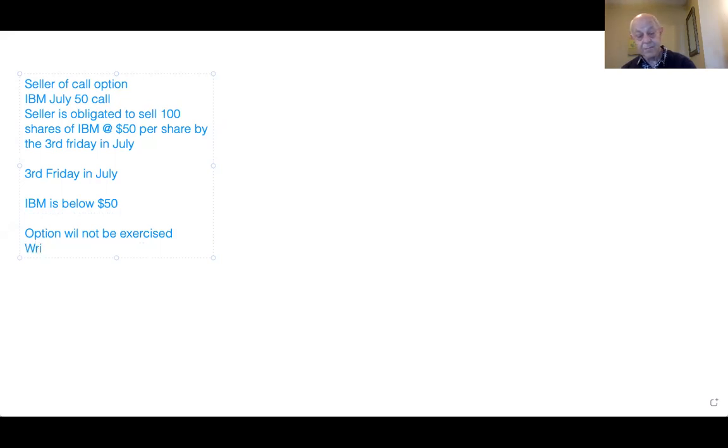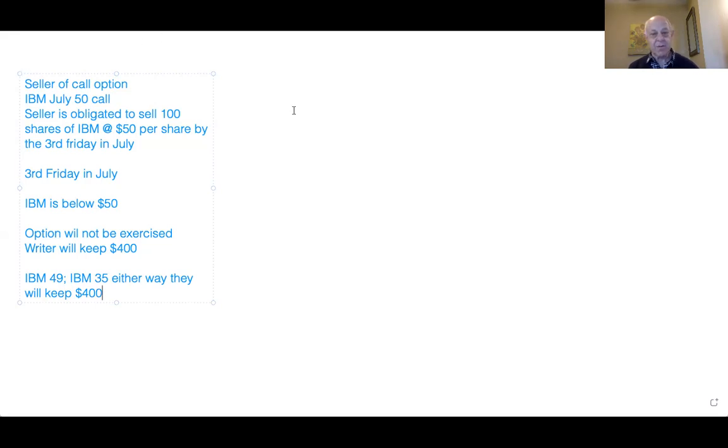And the writer will keep the $400. Now, what's interesting is it doesn't matter how much below $50 IBM is. If IBM is 49, they're going to keep their entire $400. The option's not going to be exercised. And if IBM goes down to 35, either way, they will keep $400. So they just don't want IBM to close at the strike price or above. They want it to stay below the strike price.